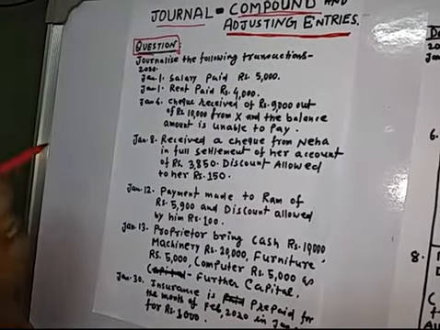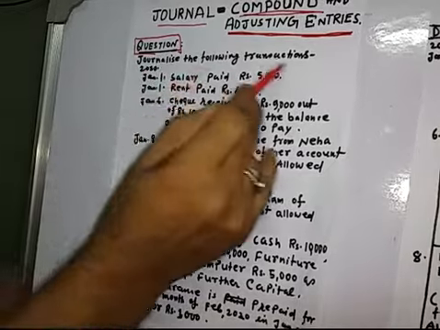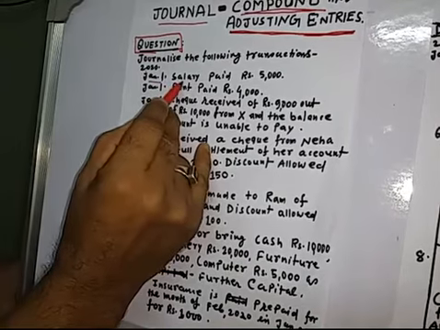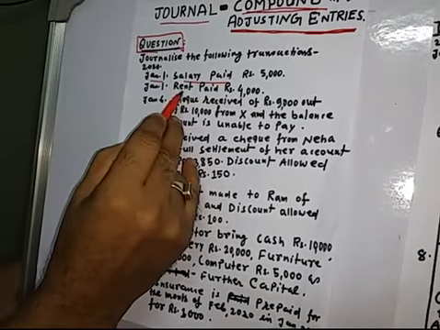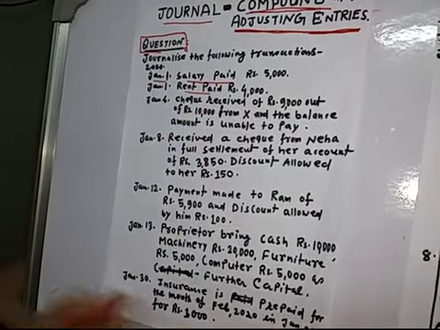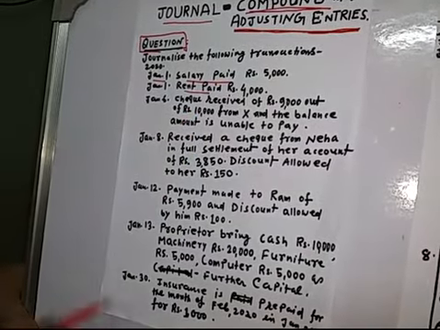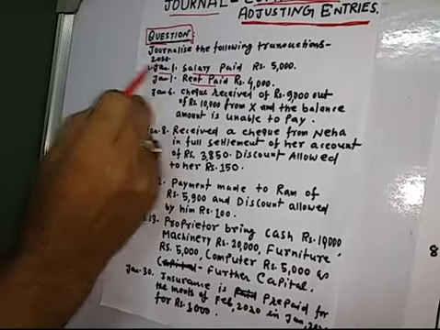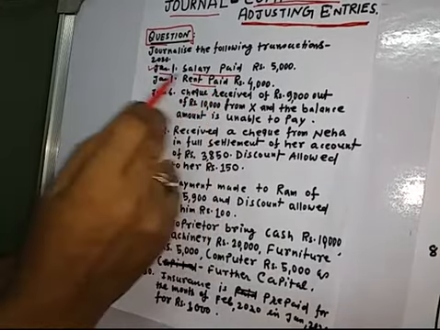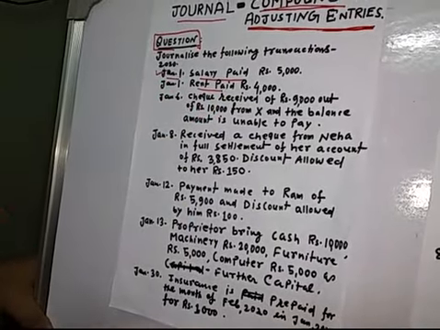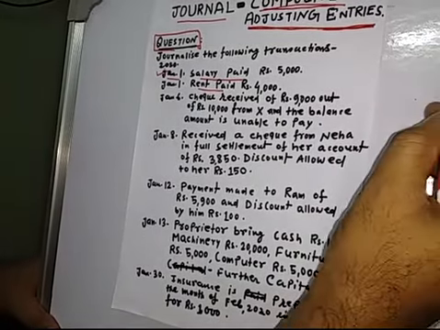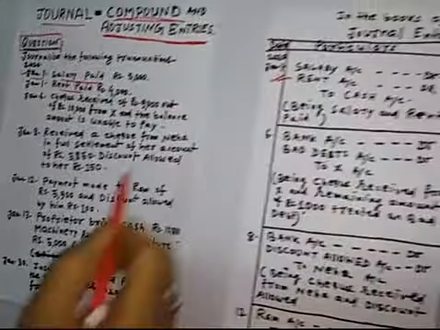So at first you see the question: journalize the following transactions in the year 2020. Jan 1, the first one is salary paid, second is rent paid, and then Jan 6. So this is the question, and one by one I am discussing. First is Jan 1 salary paid and Jan 1 again rent paid. If I add the salary and the rent together, then the compound entry will be, you see here, the Jan 1 transaction.